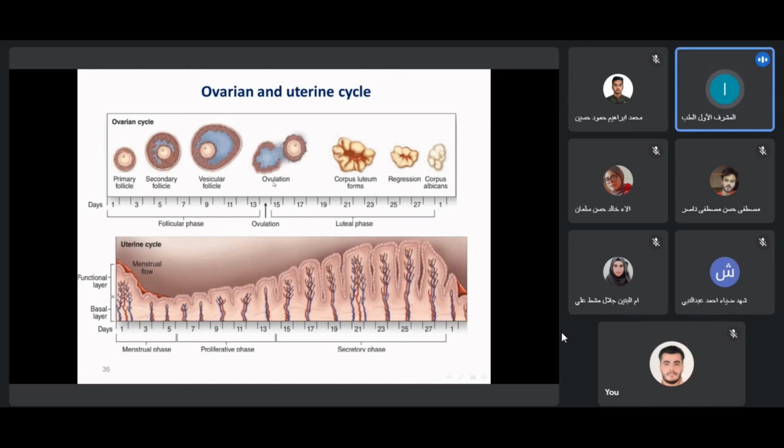And after ovulation here and formation of corpus luteum under LH influence, the corpus luteum will start to produce progesterone. Progesterone will act on the endometrium to induce secretory changes. Therefore, it's called the secretory phase. And this is the luteal phase. The secretory phase coincides with the luteal phase, same period, as the proliferative phase with the follicular phase.